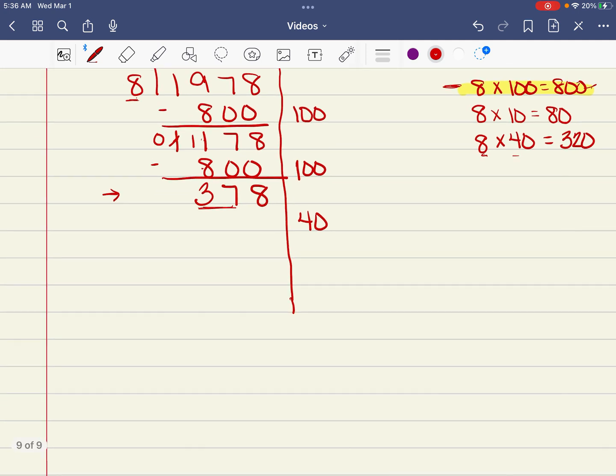Now, if I didn't see that right off the bat, like where I could see that 8 goes into 37, I could do 10 groups of 8 and subtract 80. And I could keep doing that 4 times and just keep doing that repeated subtraction if I needed to. So I'm going to go ahead and minus 320 because we did see it.